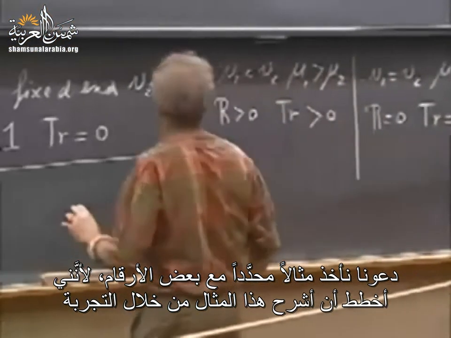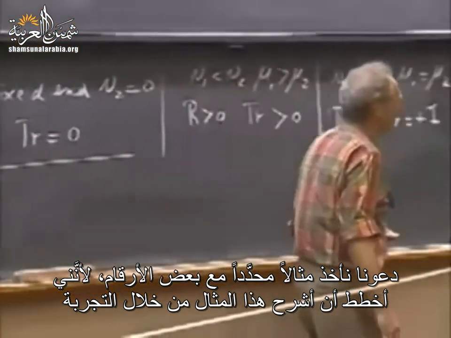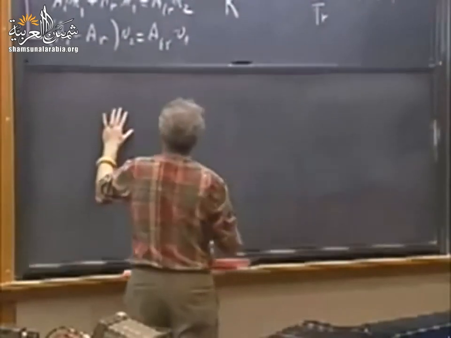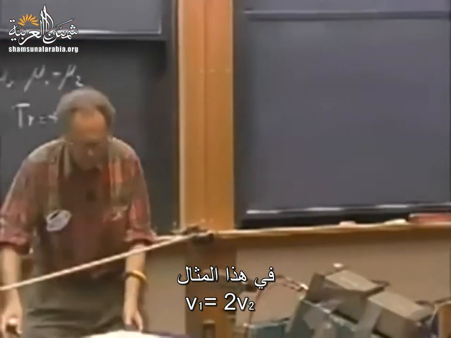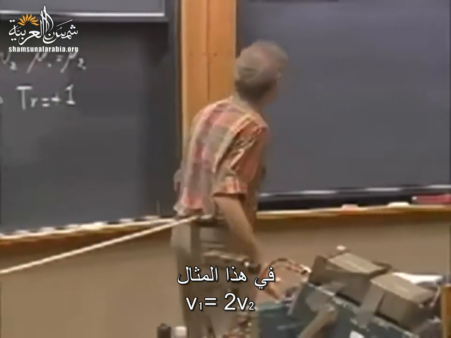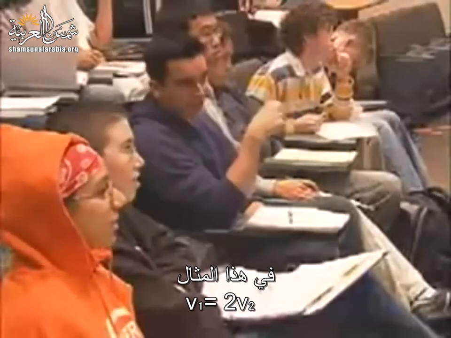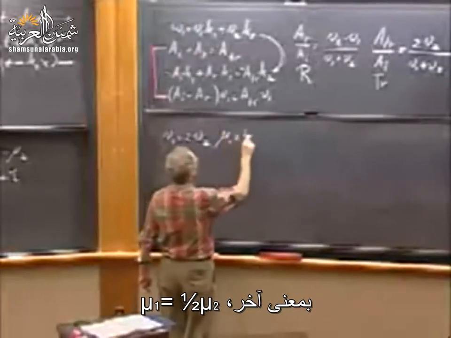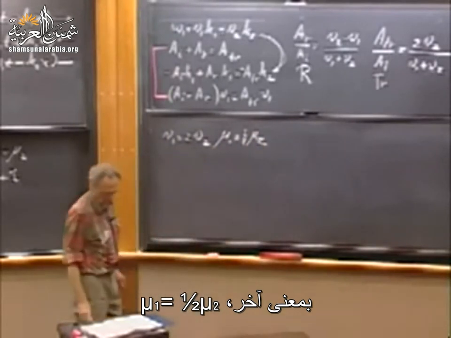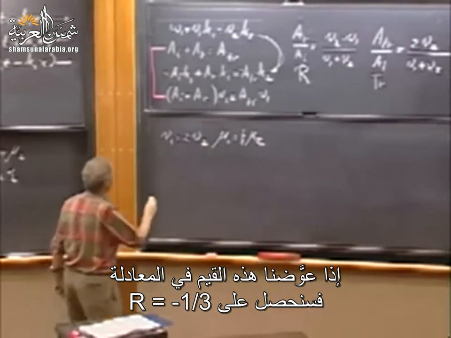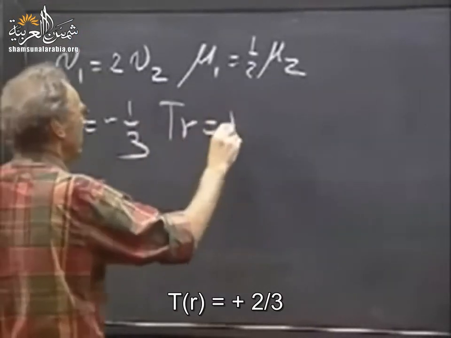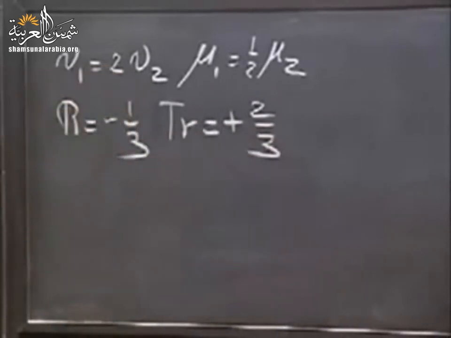Okay, so now let's do a specific example whereby we give some numbers, because that's what I plan to demonstrate. So the example that I have in mind is that V1 is 2V2. So V1 is 2V2. In other words, mu1 is 1/2 mu2. If I put that in that equation, I find that R equals -1/3, and I find that the transmittivity is +2/3. That's just a matter of sticking those numbers in.